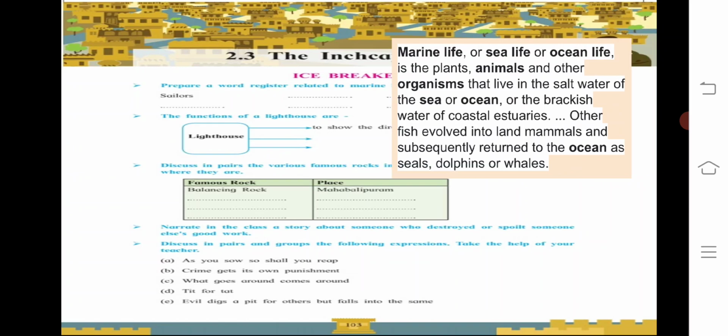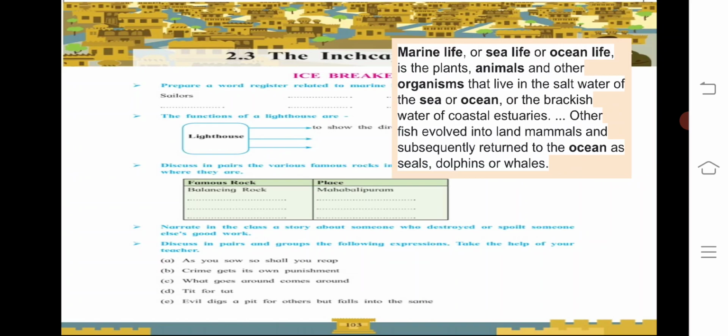Marine life, or another wording, sea life, or we could call it ocean life, is full of the plants, animals and other organisms that could be found in the salt water of the sea or ocean, or the brackish water of the coastal estuaries. Other fish evolve into land mammals and subsequently return to the ocean as seals, dolphins and whales. So this is the meaning of marine life.